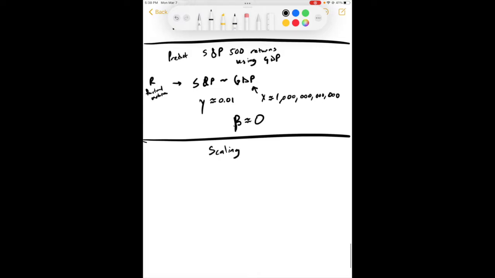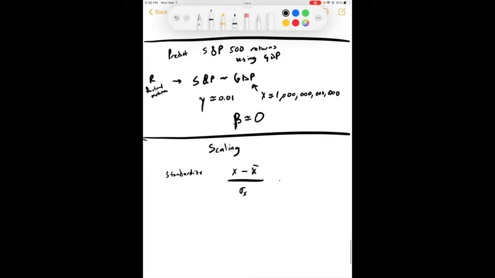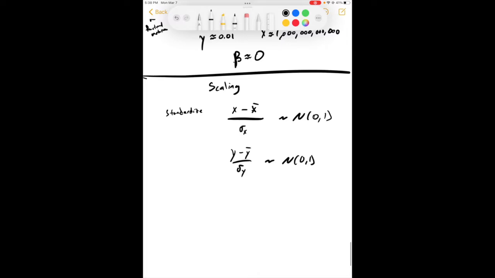Talking about scaling. And there are many ways to scale variables, but the most common is standardizing, like finding a z-score. And the way you do that is you take each x, and you subtract the mean for that x, and you divide by the standard deviation of that x. All right, and that's going to take everything to a normal distribution with mean 0 and standard deviation 1. And then if you do that the same for y, then you will get it on the same scale.